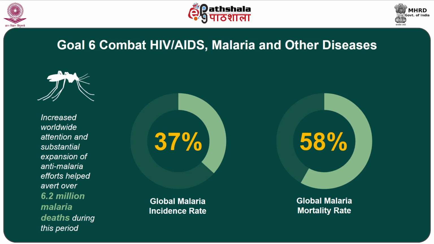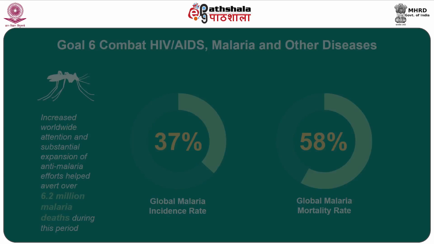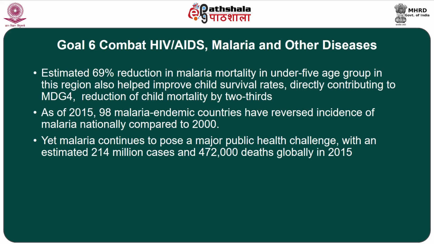Increased worldwide attention and substantial expansion of anti-malaria efforts helped in averting over 6.2 million malaria deaths during this time period. The estimates indicate a reduction of 69% in malaria mortality in under 5 age group, and this helped immensely in improving the child survival rates, and it also contributed directly to MDG 4 that involved reduction in child mortality by 2/3.